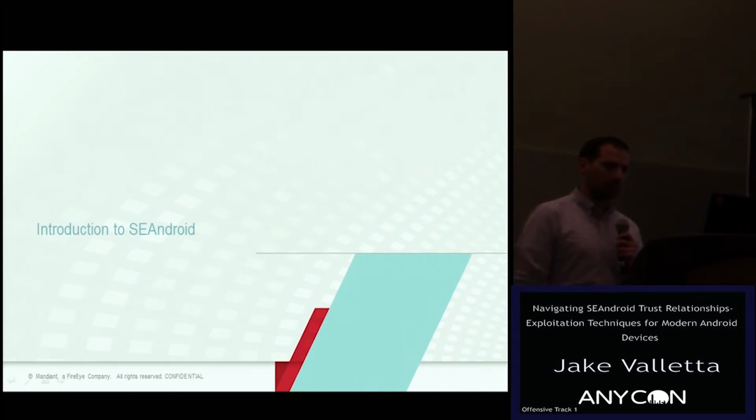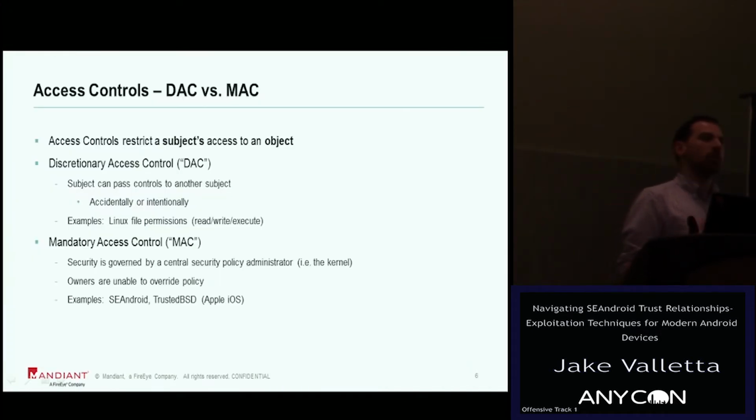So let's talk about SEAndroid here. Before we can talk about SEAndroid and how it works, we need to do a little bit of formal definitions in terms of access controls. Everyone is familiar with access controls, whether you know it or not. You use them day in, day out, both in the digital world and in real life. But essentially, it's restricting some sort of subject, a person or thing, access to an object. The object could be a file, the subject could be a user. That's how computers work. We have two different models here. We have discretionary access control. A lot of us are familiar with this on Windows and on Linux. By default, those are discretionary access control models, in which the subject can pass control onto other objects.